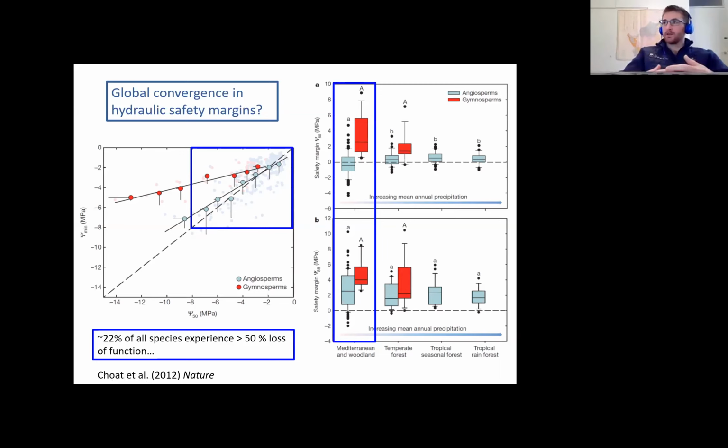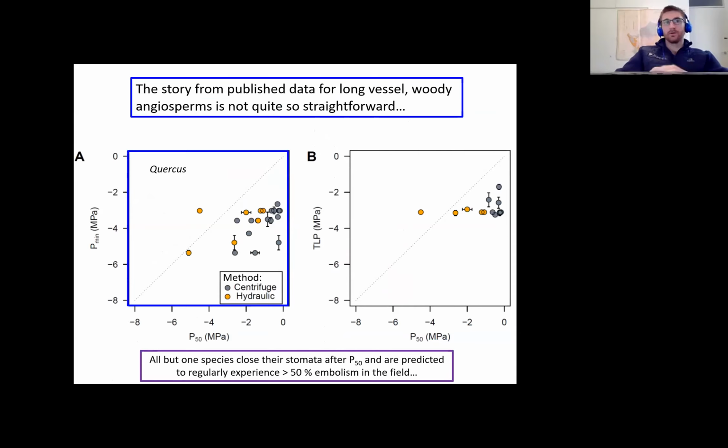So these are surprising species where they seem to tolerate, or they seem to experience, regular loss of hydraulic function in any given season. And there's a non-trivial number of species in this group. It's approximately 22% of all species that experience greater than 50% loss in any given season. And if we zoom in on some of the oaks, we can see that this pattern is pervasive amongst oaks.